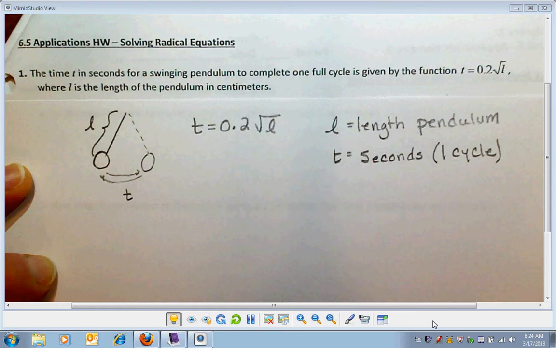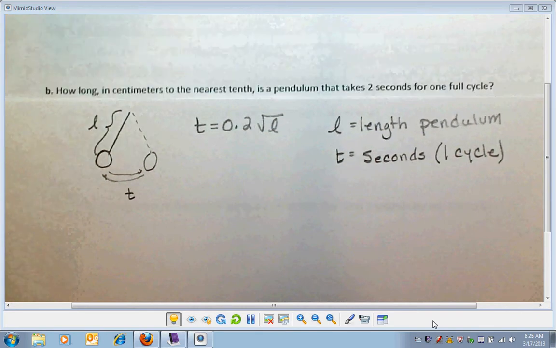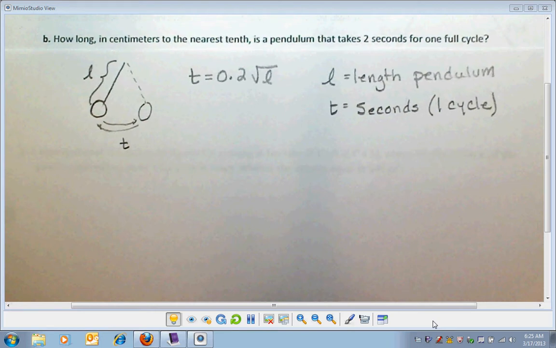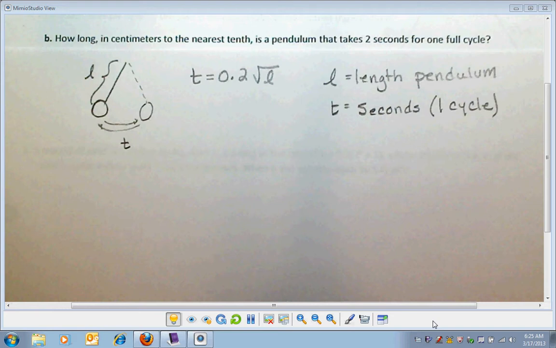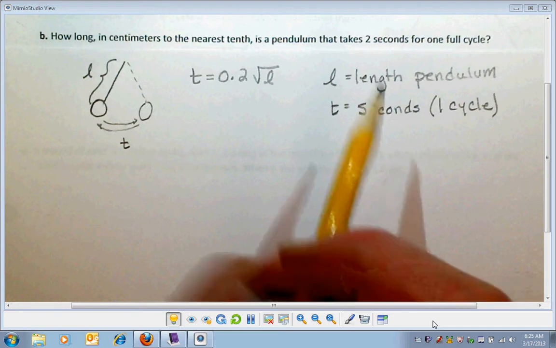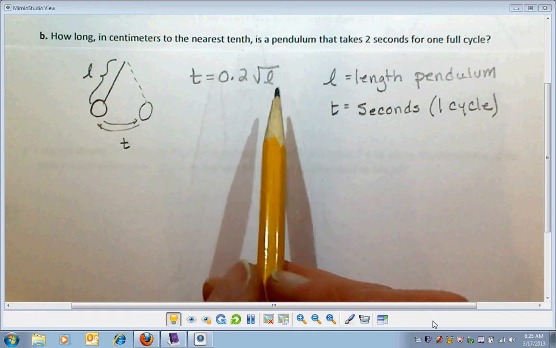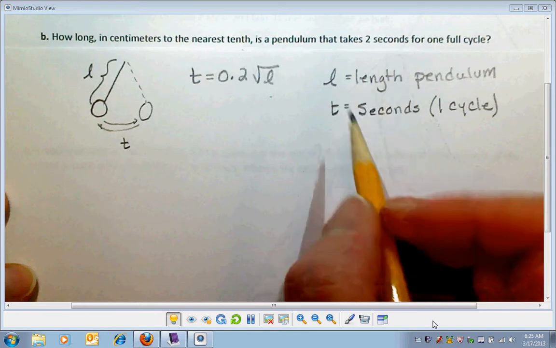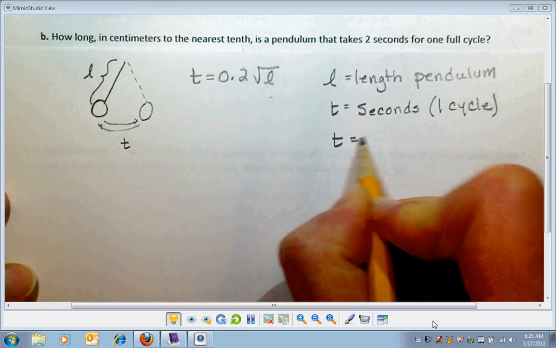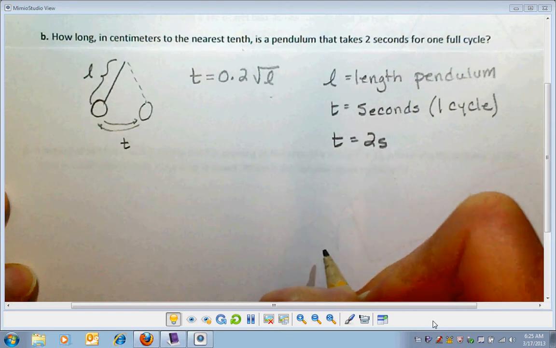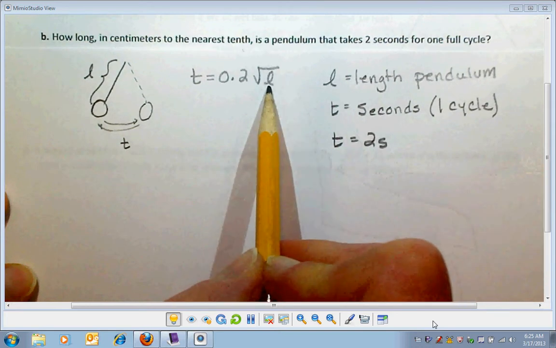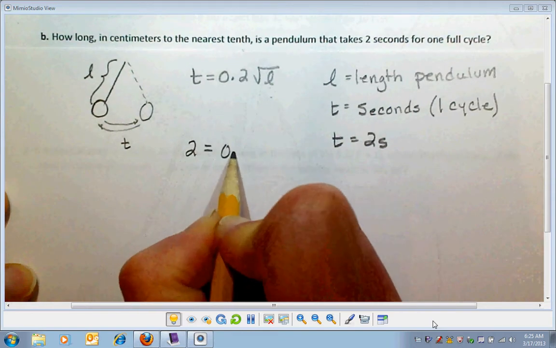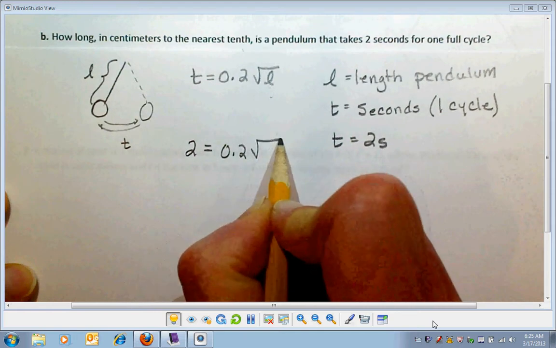Okay, so let's see what the next question asks us here. How long in centimeters, to the nearest tenth, is a pendulum that takes 2 seconds for one full cycle? Because they're saying to the nearest tenth, it means I do not need to keep it in radical form. So what have they given me? They've given me seconds, so I know that my time is 2 seconds. I'm solving for L. So that means 2 is equal to 2/10 times the square root of L.